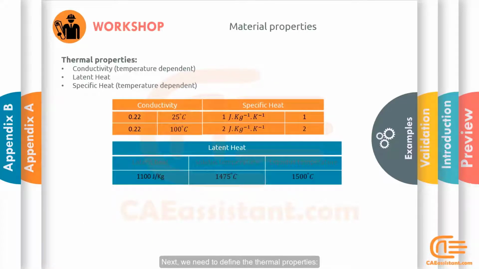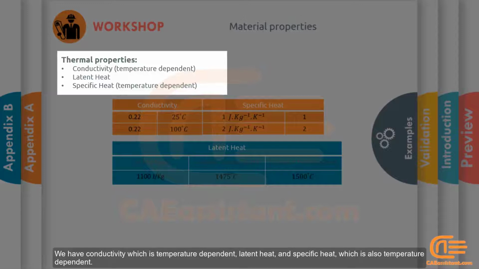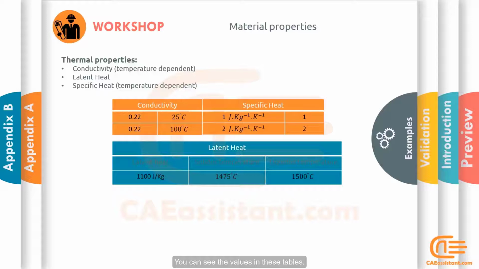Next, we need to define the thermal properties. We have conductivity, which is temperature dependent, latent heat, and specific heat, which is also temperature dependent. You can see the values in these tables.